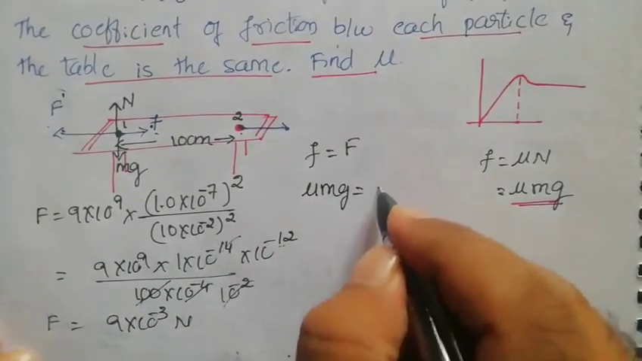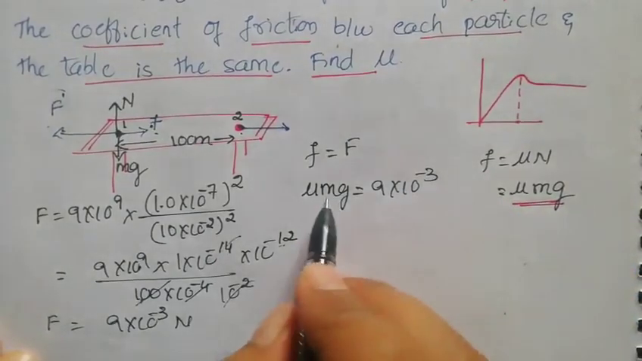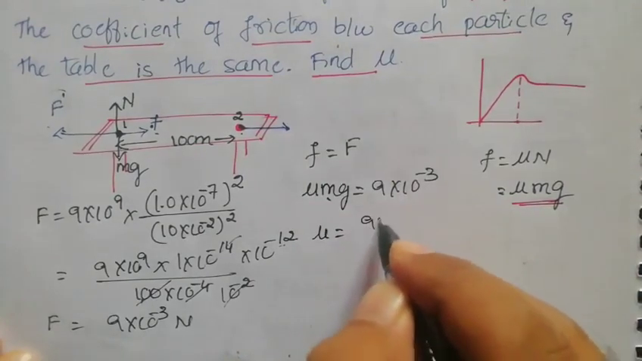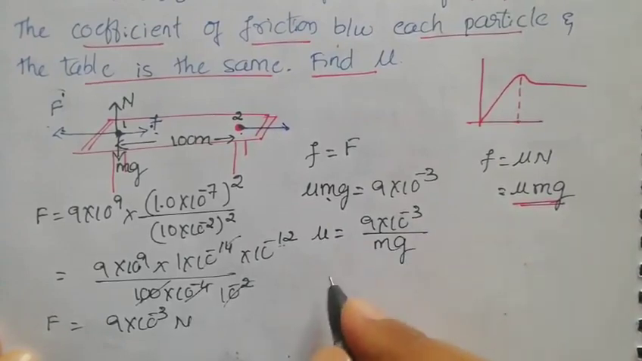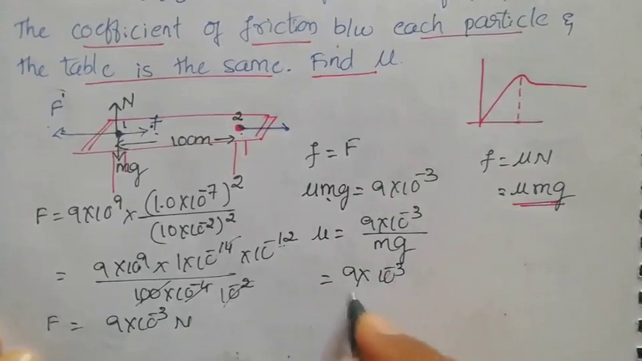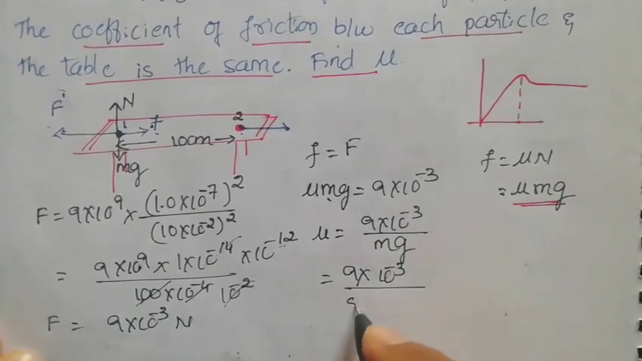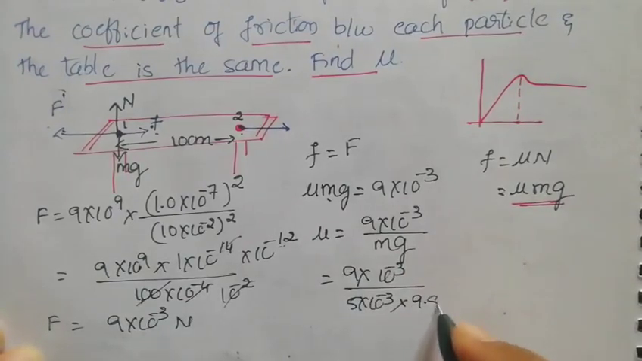How much do we have now? 9 into 10 power minus 3. The m value and g value we know. So let us put mu equal to 9 into 10 power minus 3 divided by m into g. Mass is given as 5 grams, so it will be 5 into 10 power minus 3 into the g value. It is not given here, so we take 9.8.